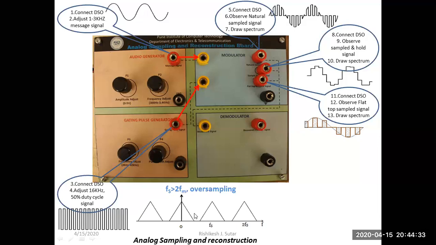So let us apply the natural sampled signal to the input of demodulator block. At the output of demodulator block, we can observe the recovered modulating signal as shown.